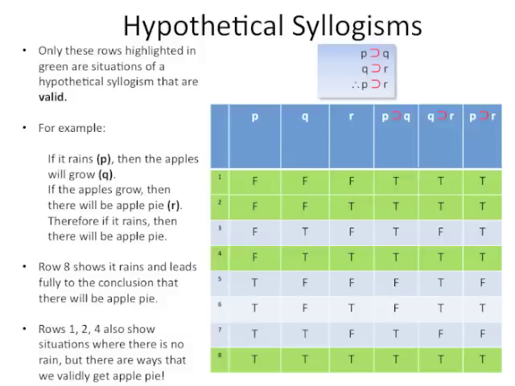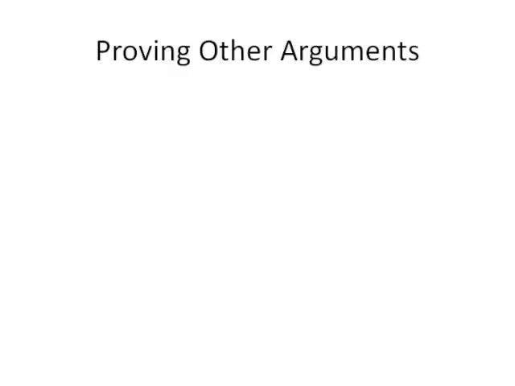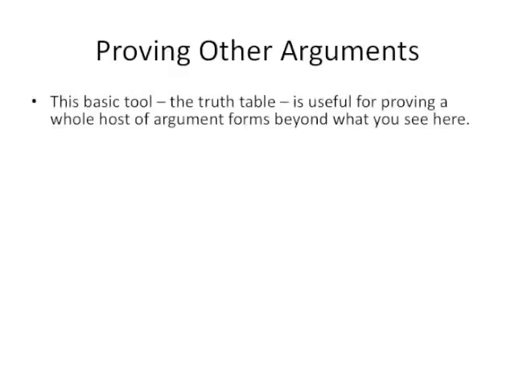However, in row 8, this is where we are absolutely correct. So if we do have all those terms and we verify, of course, all of those statements, we do know that the hypothetical syllogism as an argument in that form actually does work. And so proving other arguments, really this basic tool, the truth table, is useful for proving a whole host of those argument forms beyond what you actually see here.